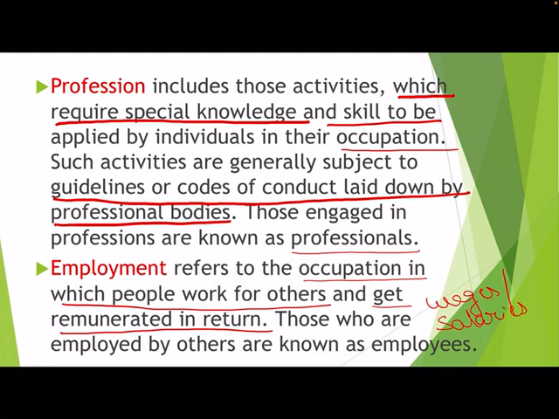Now, what is the basic difference between wages and salaries? Wages are paid to the labor on a daily basis, and salaries are paid to the employees on a monthly basis. Those who are employed by others are known as employees. So you must know who the employees are. Those who are employed by others are known as the employees.